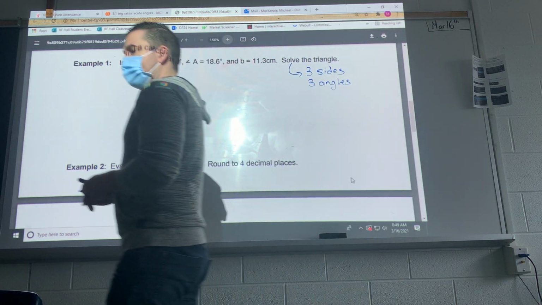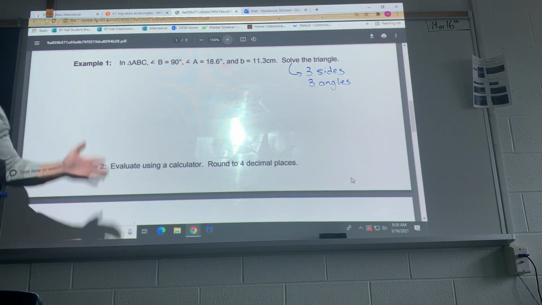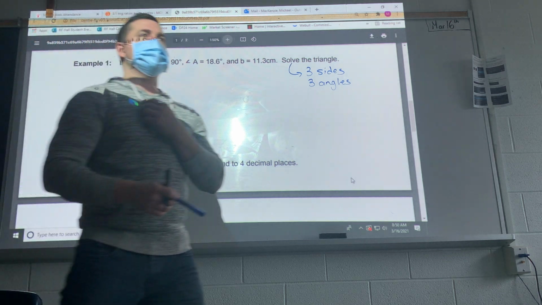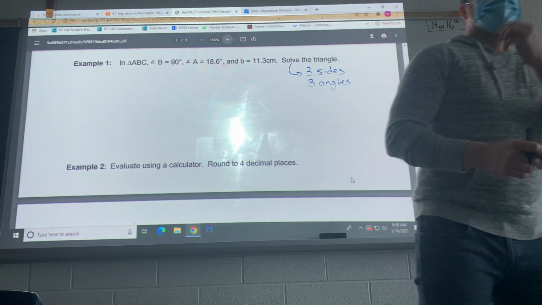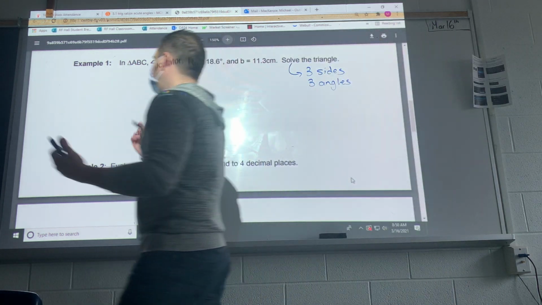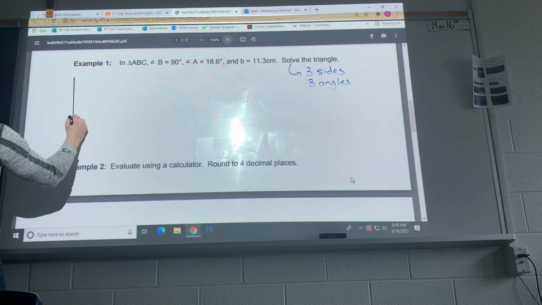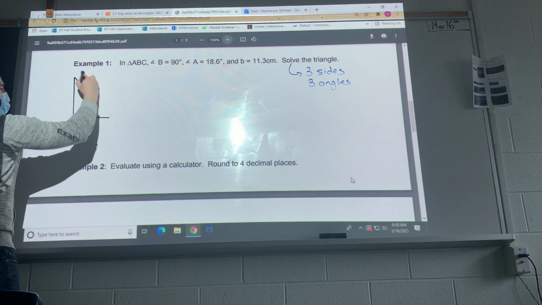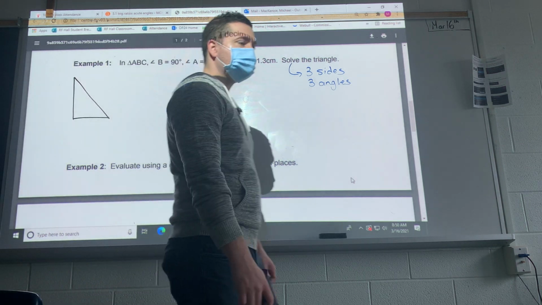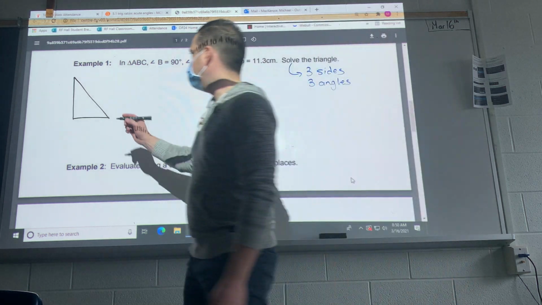Okay, so what I suggest you guys do every time you have a question is draw out the triangle. For me it works because I learn very well visually. So whenever I have a word problem or a question like this, I draw out the triangle. And I draw the same triangle every time. I just draw it this way. Okay, I'm going to have a 90-degree angle.